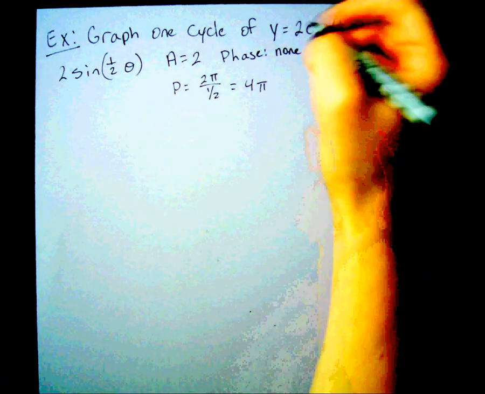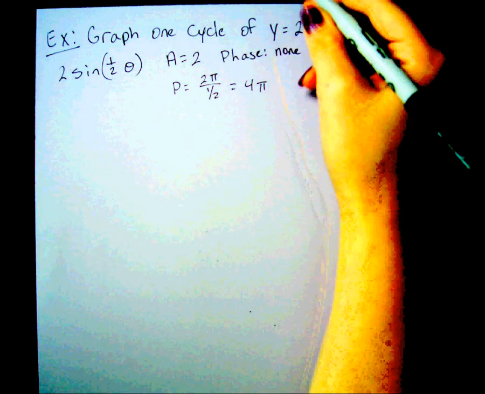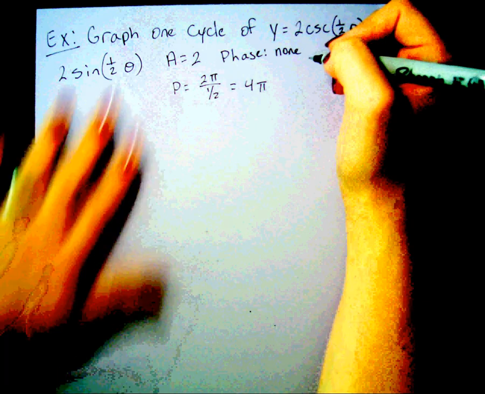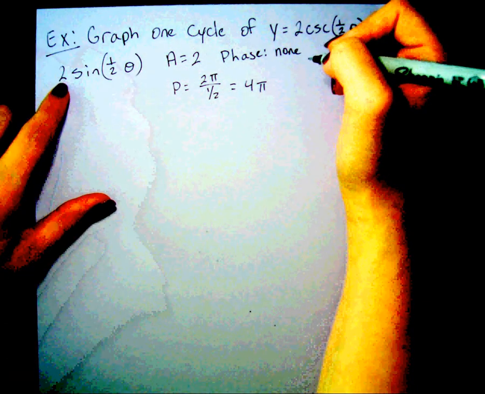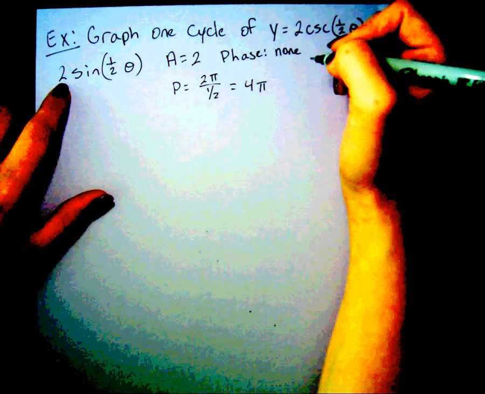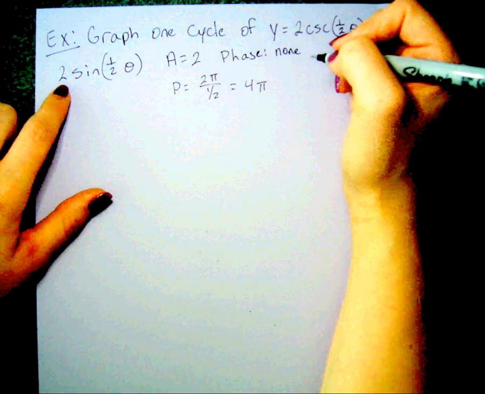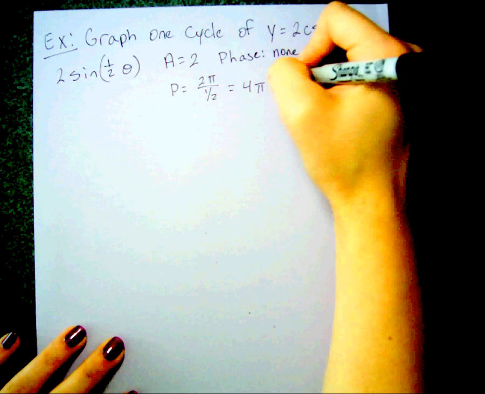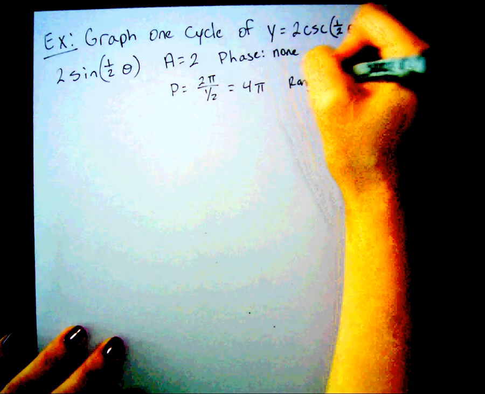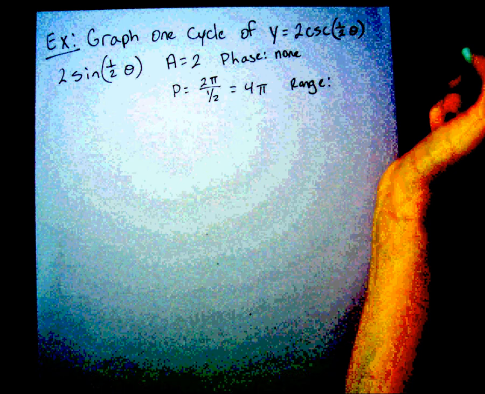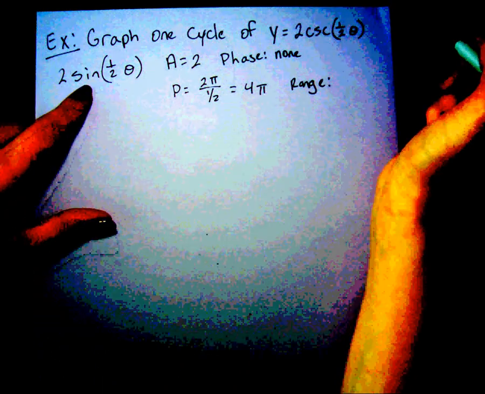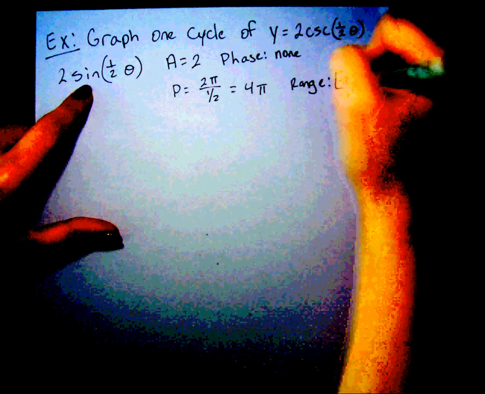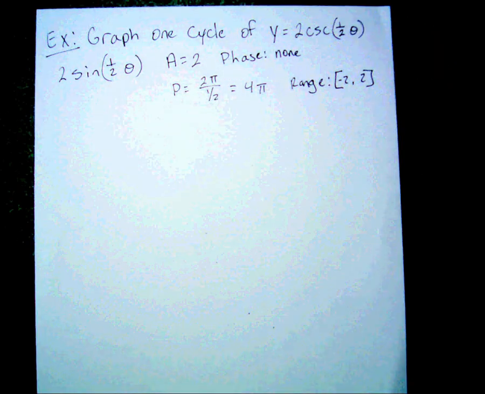And the last one, the range. What is the range of this going to be? I don't have a vertical transformation, so I'm not sliding it up or down. I'm just multiplying my values by 2. My range for sine, it's not going to be the same as the range for cosecant, but I'll go ahead and write it for sine. The range would be -2 to 2, because I'm just multiplying my values by 2. Right, just changing my amplitude.